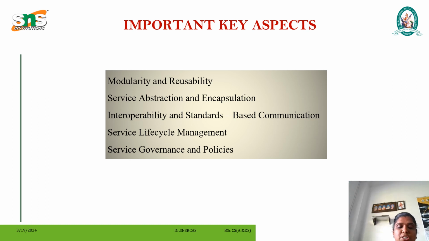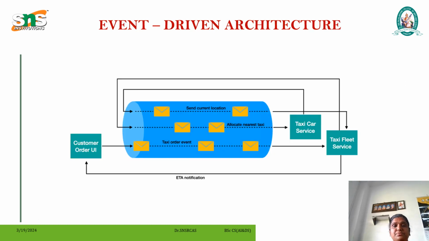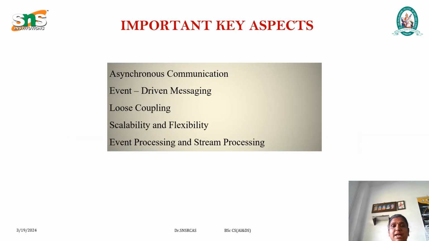Service governance and policies. It encompasses the establishment of the policies, processes and controls that govern the creation, consumption and management of services within an organization. The next one is event-driven architecture. These are all the key aspects. Asynchronous communication. The communication between the components is asynchronous, meaning that components produce and consume events independently of each other. Event-driven messaging. Events are the central mechanism for communication.